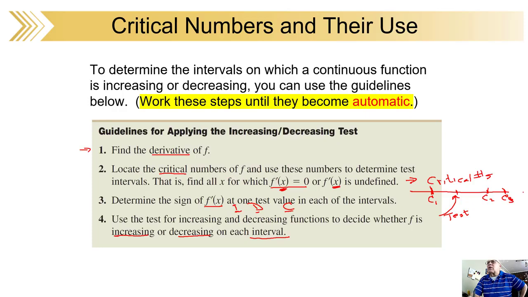So these critical numbers split the number line into several sections. Go to each one of those sections, pick any number in that area, not at the edge, somewhere in the middle. Put that into the derivative, see whether you get a positive, negative, or 0. It'll tell you whether it's increasing, decreasing, constant.